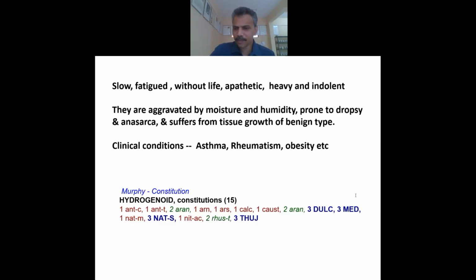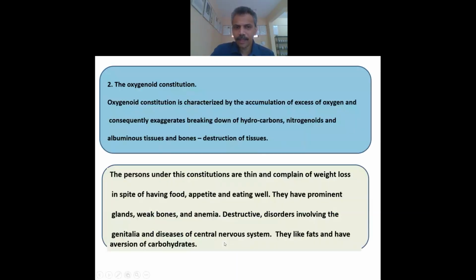And the next constitution will be Oxygenoid Constitution. Unfortunately, the animation has not happened properly here, but anyway, Oxygenoid Constitution. Okay. Now, here, what is happening in Oxygenoid Constitution, as the word tells you, there is excess of oxygen. Please mind the words that I am highlighting here. There is excess of oxygen, and this excess of oxygen will break down hydrocarbons, nitrogenoids, and albuminous tissues and bones, and they will give rise to destruction.